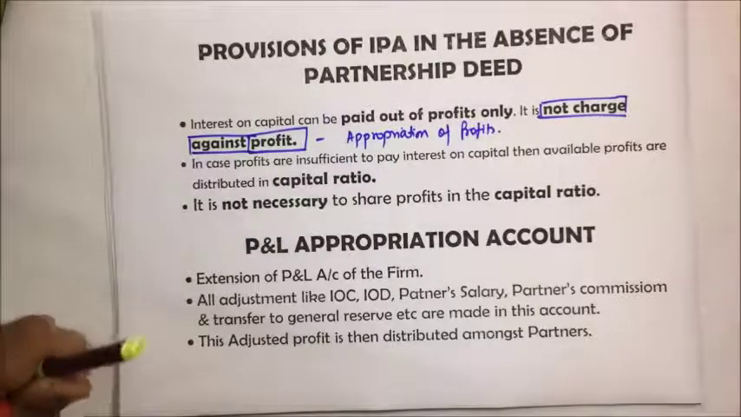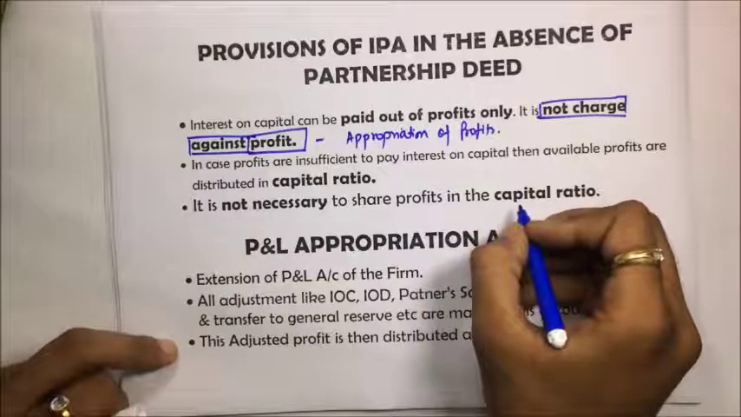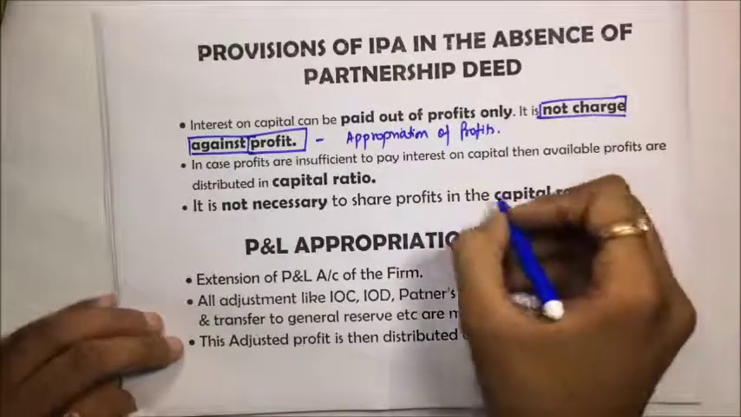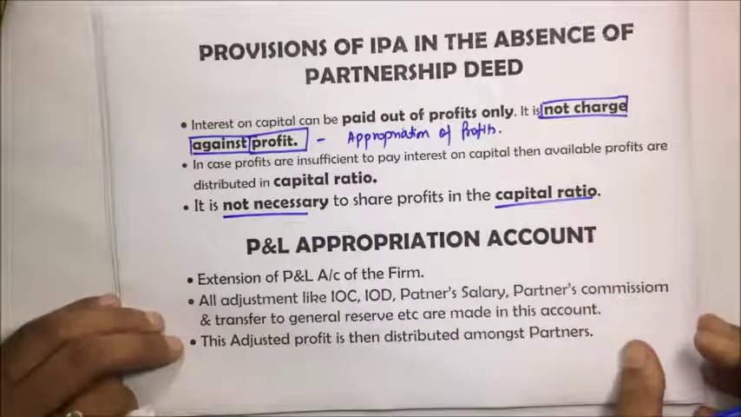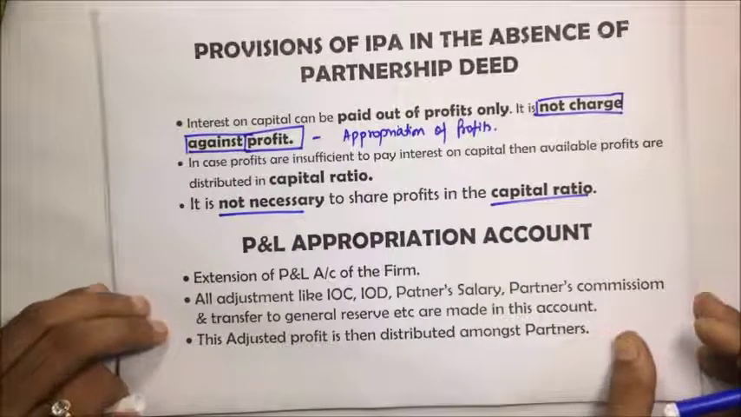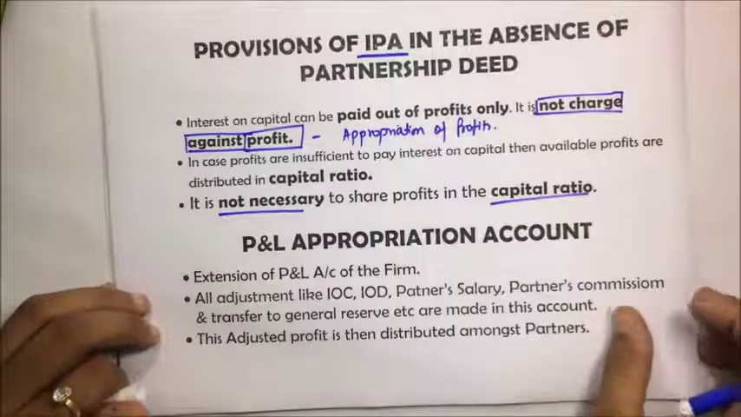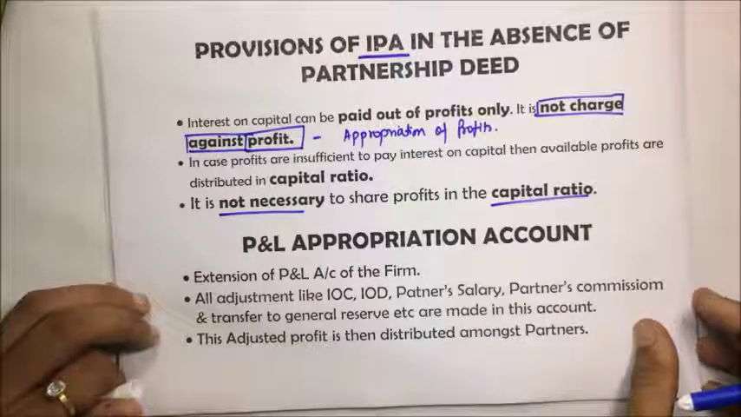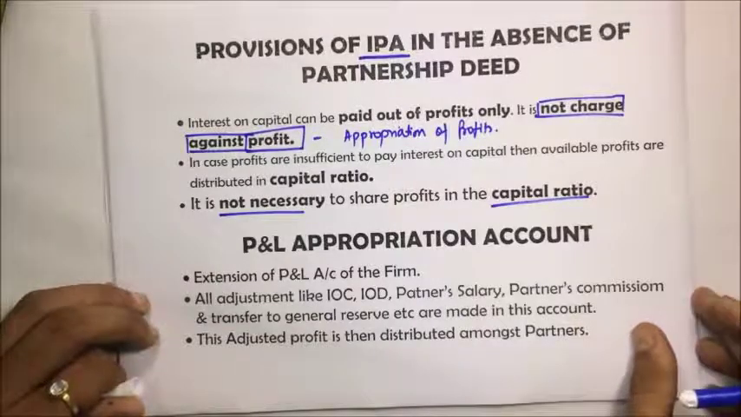In the absence of partnership deed, the profit will be shared in what? The profit will be shared in equal ratio, right? So it is not necessary that we share the profits in the capital ratio. Yes, so we are done with the provisions of Indian Partnership Act in the absence of partnership deed. If there is no partnership deed, you do not have to give interest on capital or interest on drawing, you have to give interest on loan at the rate of 6%, and the profit has to be shared equally. Since there is no partnership deed, salary and commission will also not be paid to the partners.